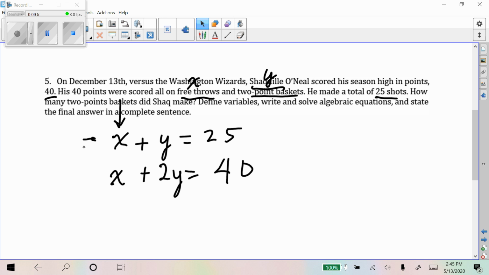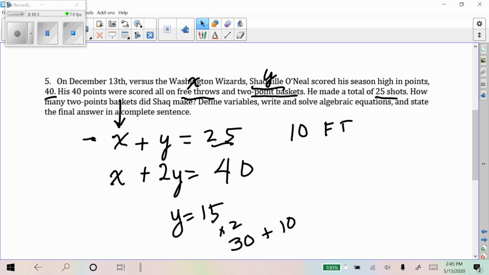x minus x is 0. 2y minus y is 1y. And 40 minus 25 is 15. That worked out really fast. So 15 is the number of 2-pointers. Let's just make sure that works. 15 times 2 is 30 points there. And if we do 25 minus 15, that means he had 10 free throws. They're each worth 1 point, so 10 points on free throws. And if we add that up, that equals 40. So that works.